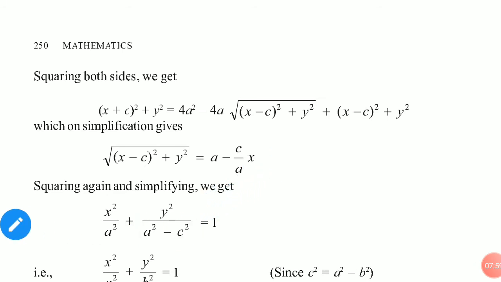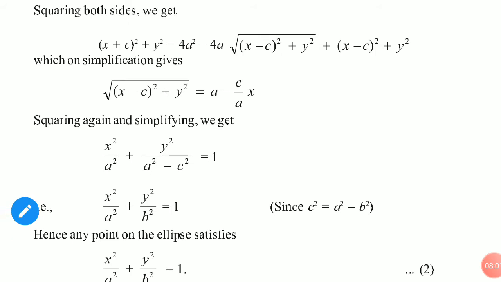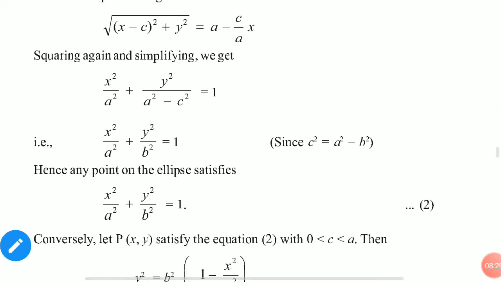You have to remove this square root. So it will become x square upon a square plus y square upon a square minus c square equal to 1. You know that c square is always equal to a square minus b square, as I explained in the previous video. So a square minus c square will become b square. So this is x square upon a square plus y square upon b square equal to 1. This is the standard equation for the horizontal ellipse.